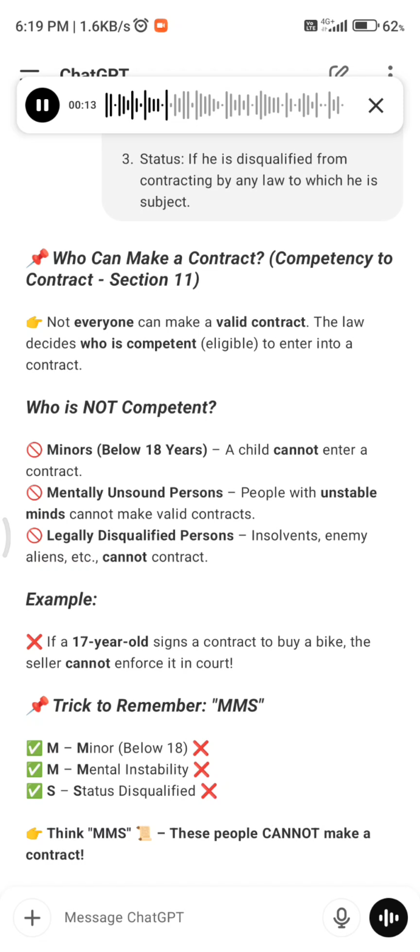Who is not competent? Minors, below 18 years. A child cannot enter a contract. Mentally unsound persons: people with unstable minds cannot make valid contracts. Legally disqualified persons: insolvents, enemy aliens, etc., cannot contract. Example: if a 17-year-old signs a contract to buy a bike, the seller cannot enforce it in court. Trick to remember, MMS, below 18. Mental instability, status disqualified. Think MMS. These people cannot make a contract.